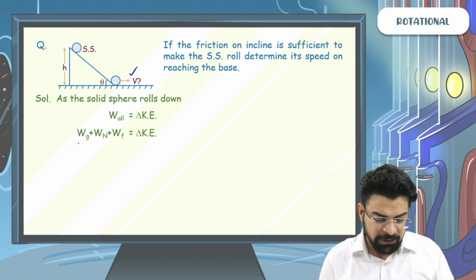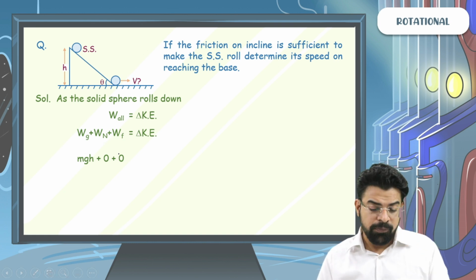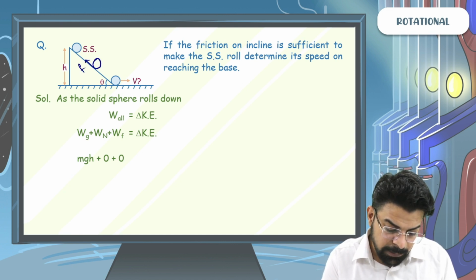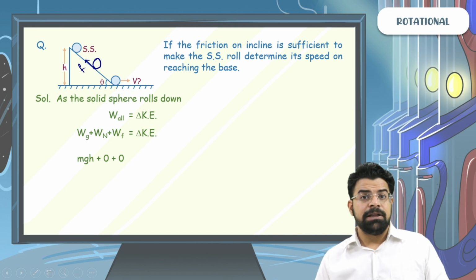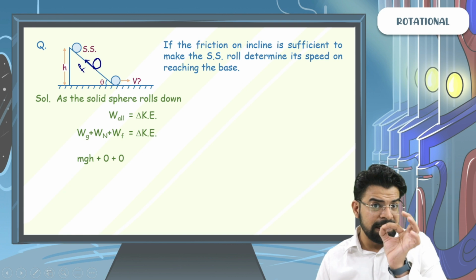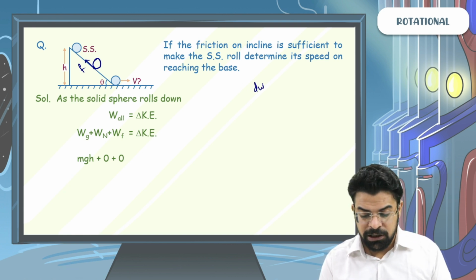So we will say the work done by gravity is mgh, plus work done by normal 0, plus work done by friction 0. Why is the work done by friction 0? Because the friction force acts at the point of contact, but there is no relative motion at the point of contact. Its instantaneous velocity is 0. Hence ds in the term dW = F·ds becomes 0. So the work done becomes 0.